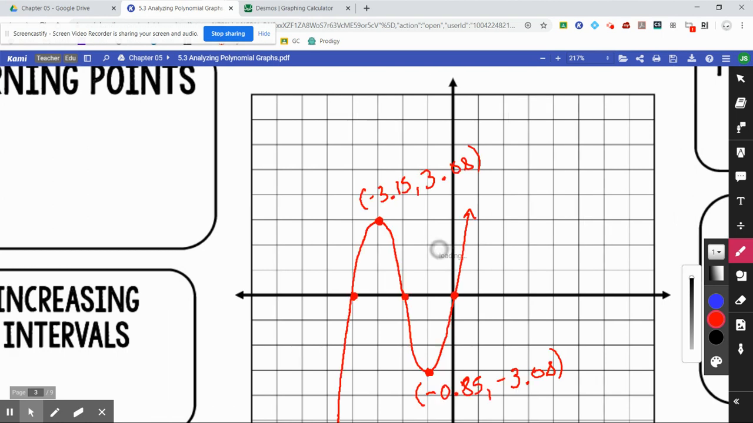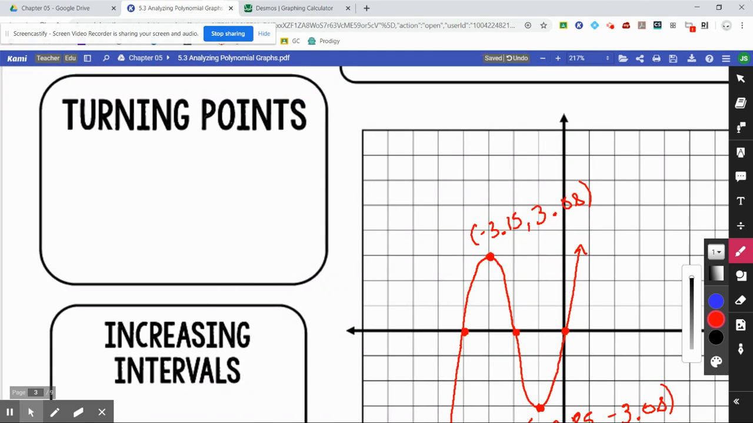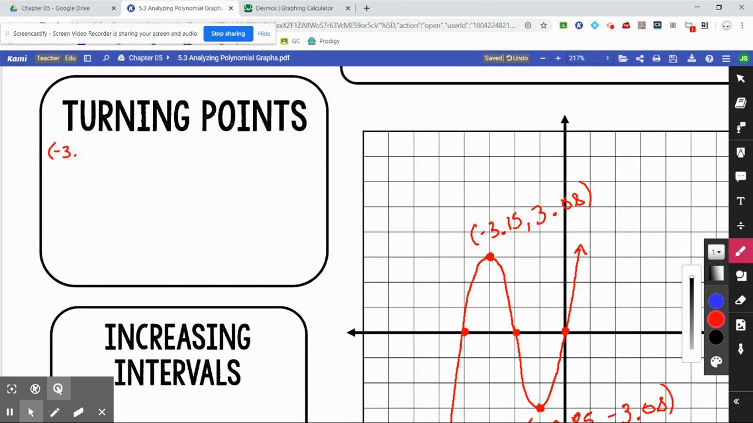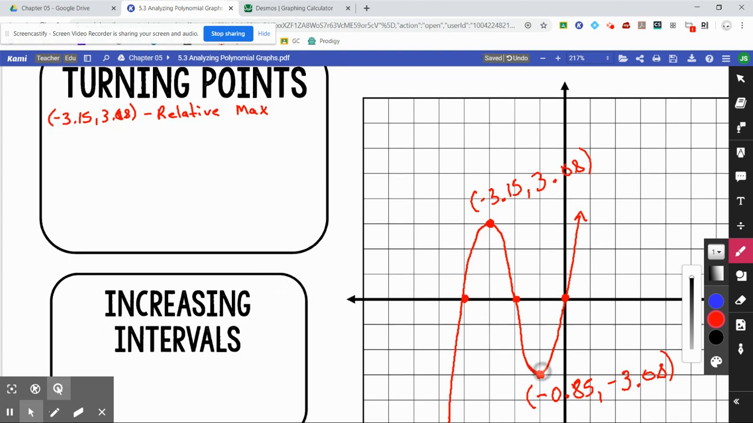The first thing it asks you for is what are the turning points? And those are the points that I have labeled there. The first one being negative 3.15, comma 3.08. And that is the highest point around, so we're going to call that a relative maximum. And then it goes down, and at this point, that is the lowest point around, and it is located at negative 0.85, comma negative 3.08. And since it is the lowest point around, we call this a relative minimum.